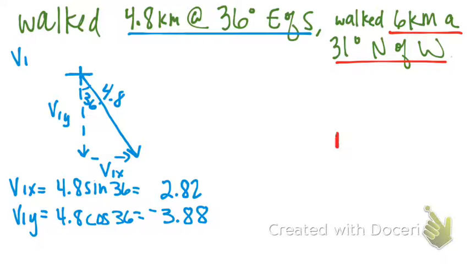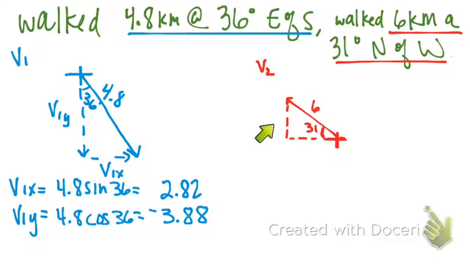So V2, north of west is here. 31 degrees is probably a little less than that. Okay, north of west means I want to touch the west axis. And there's my 31. 6 kilometers is my resultant.